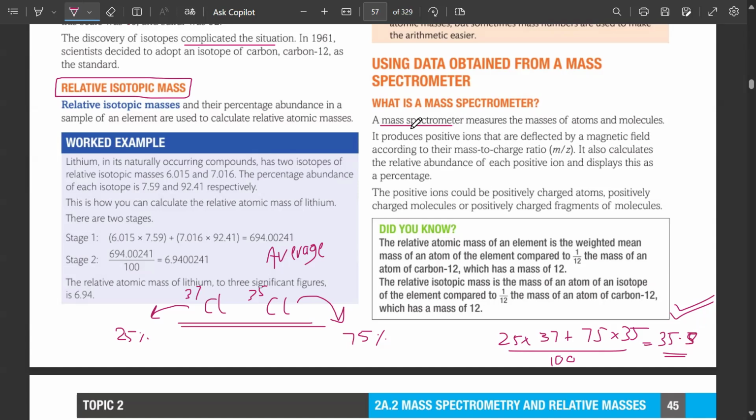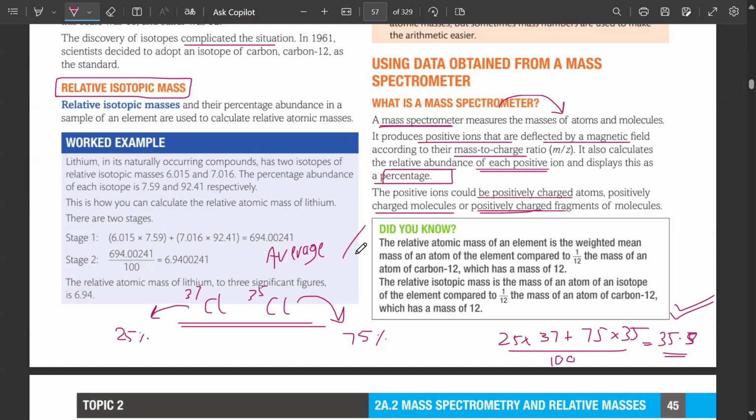So what is a mass spectrometer instrument? It measures the masses of atoms and molecules and produces positive ions that are deflected by a magnetic field according to their mass to charge ratio. It also calculates the relative abundance of each positive ion and displays this as a percentage. The positive ions could be positively charged atoms, positively charged molecules, or positively charged fragments of those molecules as well.